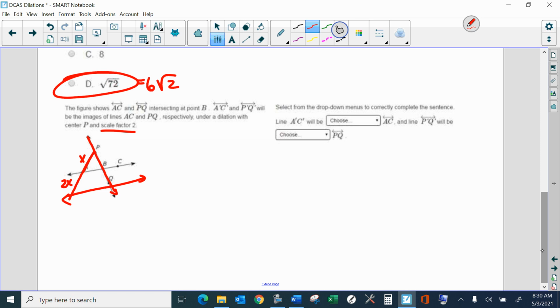So select from the drop-down menu, line A prime, C prime. Here's my A prime, C prime. Will be blank to line AC. It'll be 2 times, well, it's not 2 times long, all lines are the same length. It's 2 times as far away from P. And line P prime, Q prime will be the same. Okay, so this might say we will be dilated, perhaps, by a scale factor of 2, and this will be the same because the center of dilation is on the line itself.